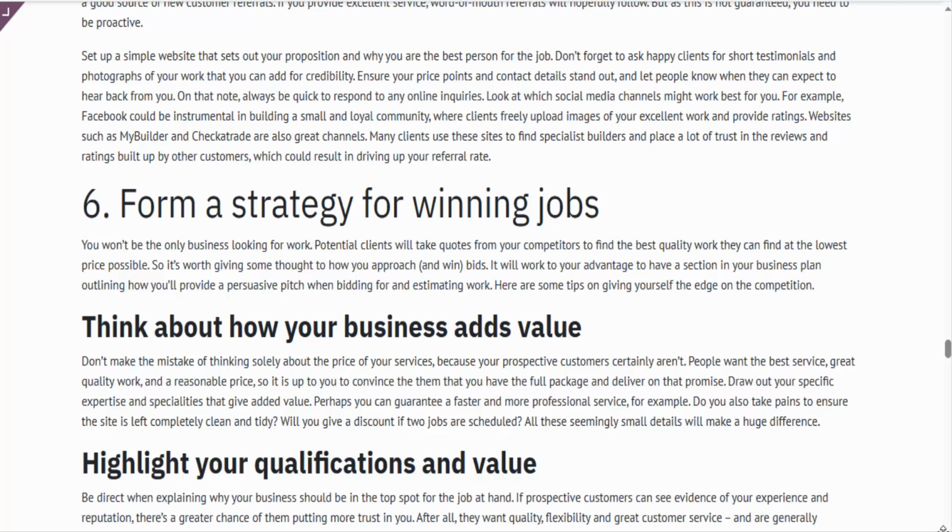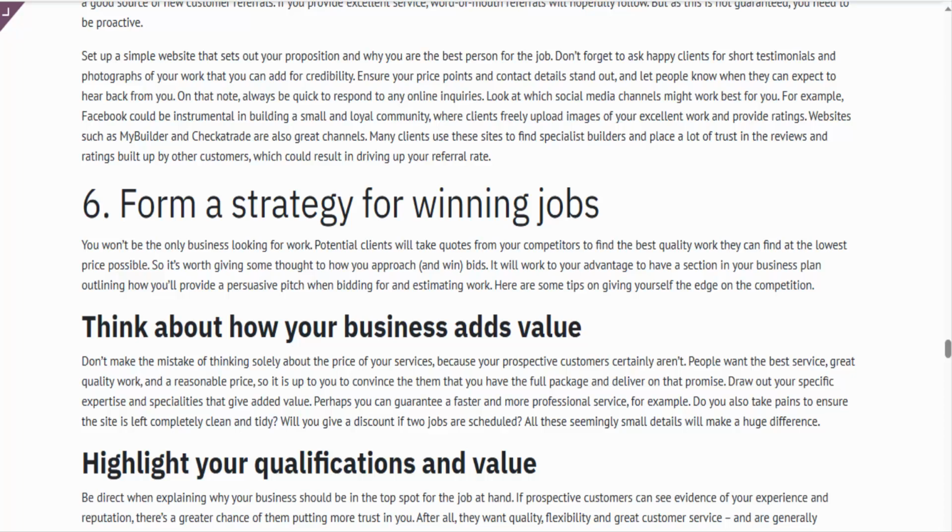Look at which social media channels might work best for you. For example, Facebook could be instrumental in building a small and loyal community, where clients freely upload images of your excellent work and provide ratings. Websites such as MyBuilder and Checkatrade are also great channels. Many clients use these sites to find specialist builders and place a lot of trust in the reviews and ratings built up by other customers, which could result in driving up your referral rate.